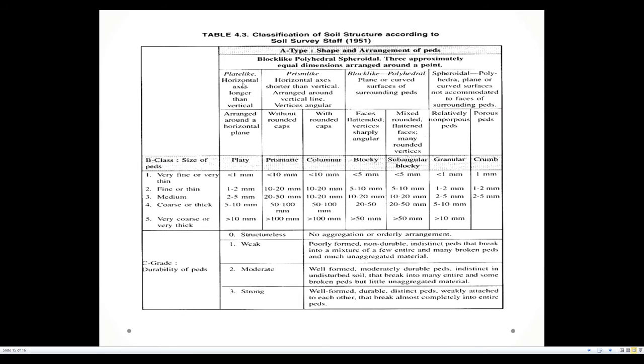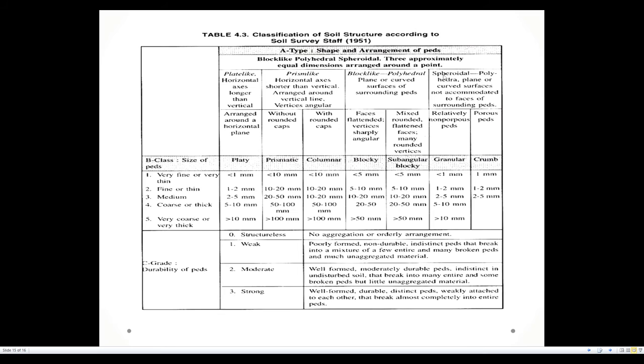In plate like structure, peds are arranged around a horizontal plane, and in prism like, there are peds without rounded caps and with rounded caps. In plate like structure, the horizontal axis is longer than the vertical axis. In prism like structure, the horizontal axis is shorter than the vertical axis. Both are opposite to each other, and in block like structure, the plane or curved surface is accommodated to the surrounding peds.